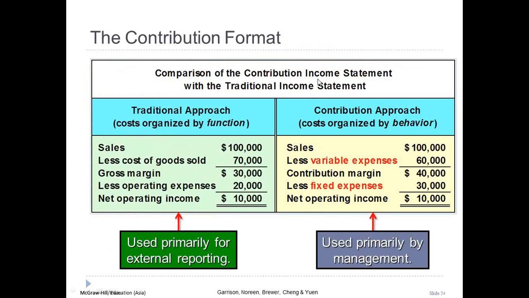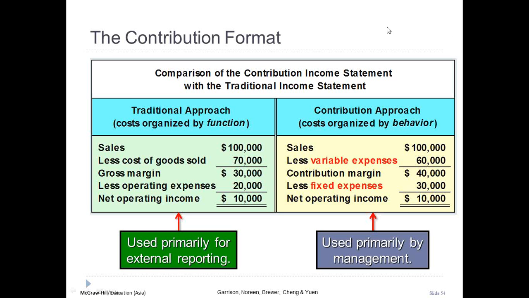Now, two types of approaches. Okay, the contribution income statement with the traditional income statement approach. Okay, look on the left. This is also referred to as financial accounting. On the right, managerial accounting. Again, financial accounting reports. Who uses them? Outsiders. They must follow GAAP. In contrast, on the right, we tend to use them inside the organization. They do not have to follow GAAP. One reason, we don't publish them outside the organization.